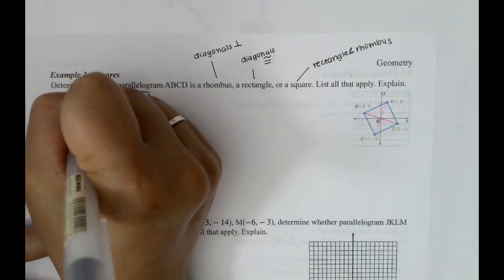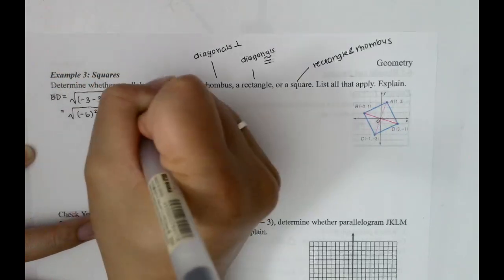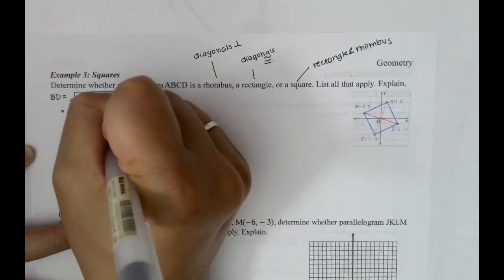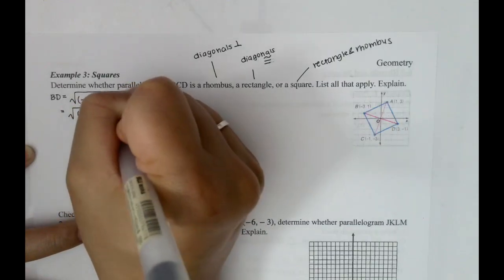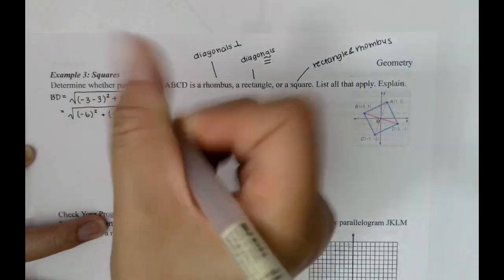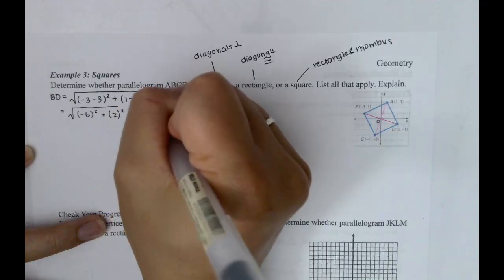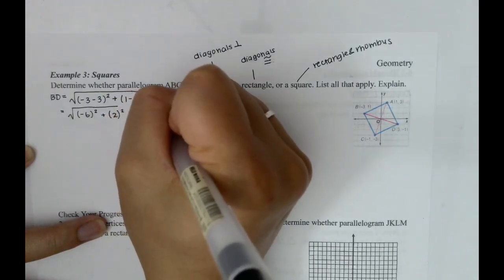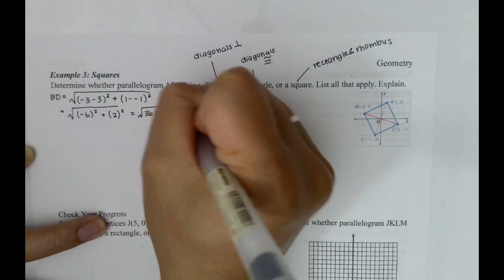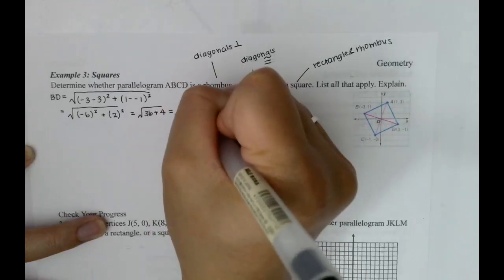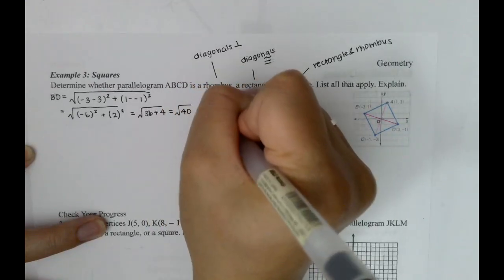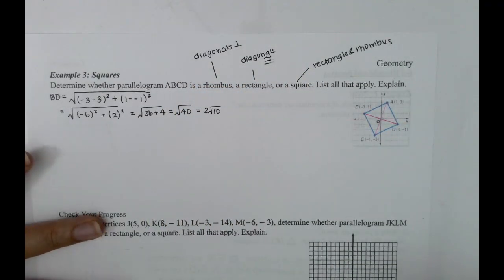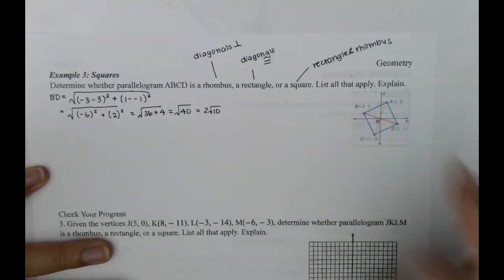Okay, now I'm going to simplify. Negative 3 minus 3 is negative 6. 1 minus negative 1, minus a negative means plus, so 1 plus 1 is 2. Negative 6 squared is 36, 2 squared is 4, 36 plus 4 is 40, and the square root of 40 simplifies to 2 square root of 10. That's the length of BD.